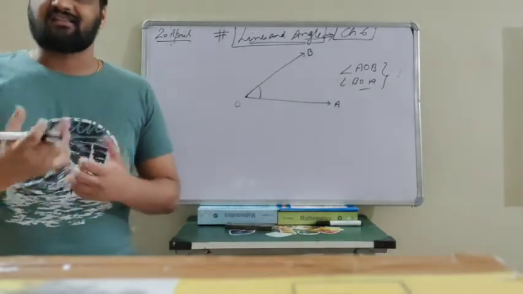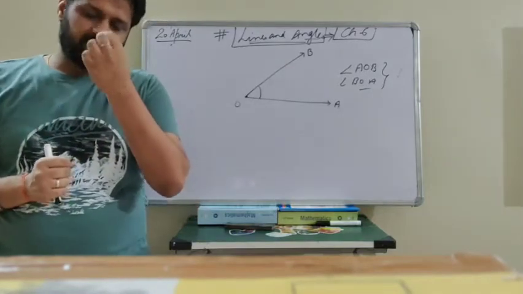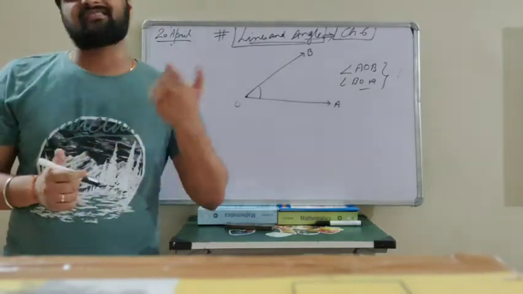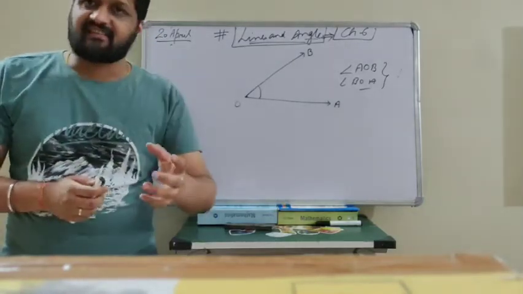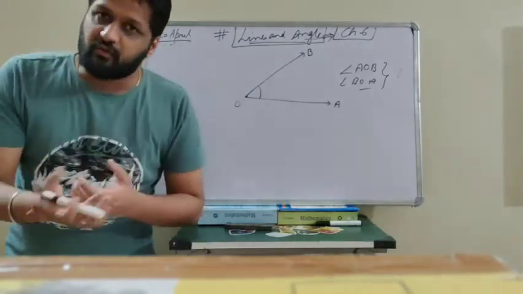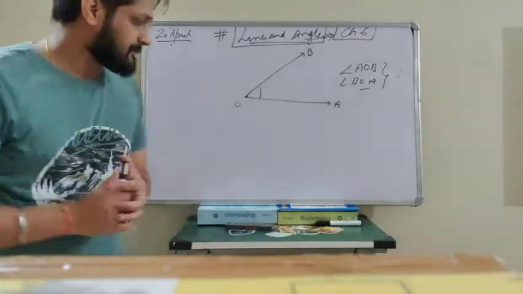Now let's start the concept of what we are using in this chapter, lines and angles, that we have already discussed in the previous classes. What are the different types of angles, how we analyze them, how we solve the questions based on them. So let's discuss the different types of angles.